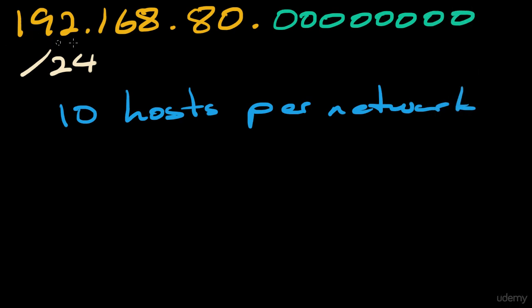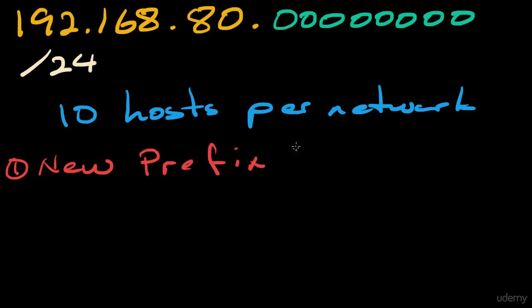Here we are with 192.168.80. And I wrote out the host ID section in all zeros. The prefix here is /24. We need to subnet this to get 10 hosts per network. The first thing we need to figure out is our new prefix length. What should our new prefix be? In other words, how many bits do we take from host ID and make part of network ID?